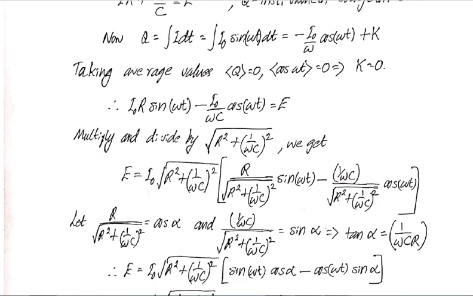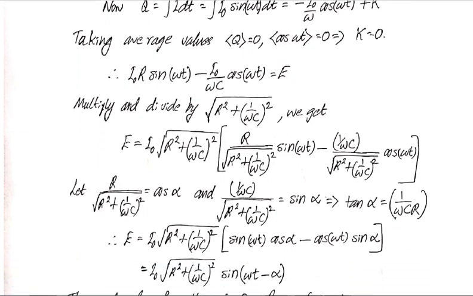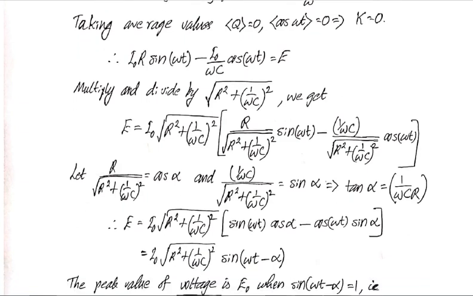This becomes sin omega t cos alpha minus cos omega t into sin alpha. So this is sin A cos B minus cos A sin B. It can be written as sin A minus B. So this is equal to I0 into root of r square plus 1 by omega c whole square into sin of omega t minus alpha.